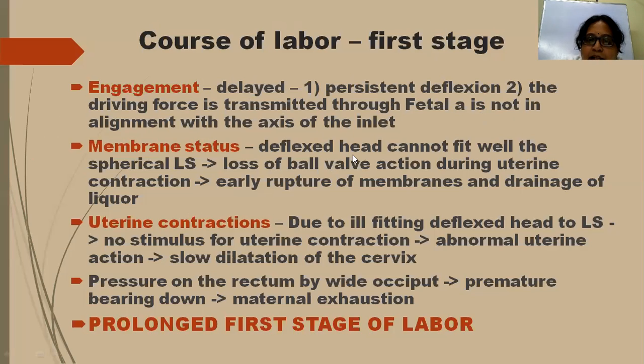Then membranes. Since the deflexed head will not fit the lower uterine segment, the ball valve action which is present during the uterine contractions is lost. Because of this, there is early rupture of membranes with drainage of liquor when you do a vaginal examination. And also because of the ill-fitting fetal head to the lower segment, there is no stimulus for uterine contractions. Because of this, uterine action is either abnormal or absent.